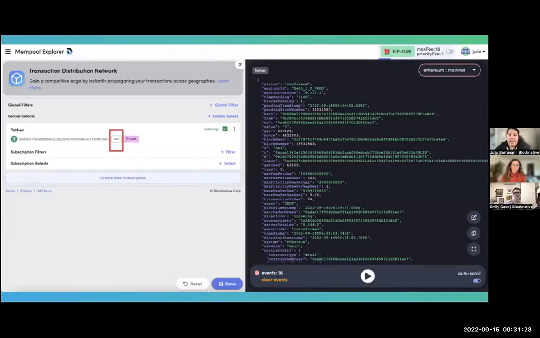You can usually find ABIs on Etherscan. If you look at the smart contract, all you need to do is just save it as a JSON, then you can upload it to Mempool Explorer by clicking the ABI button. And that's pretty much it.